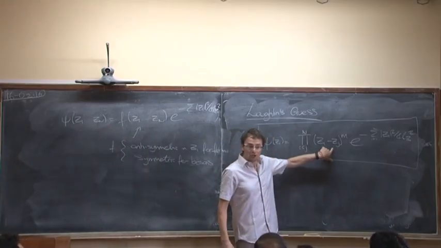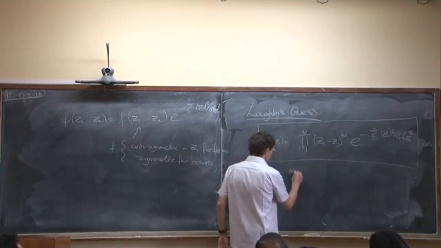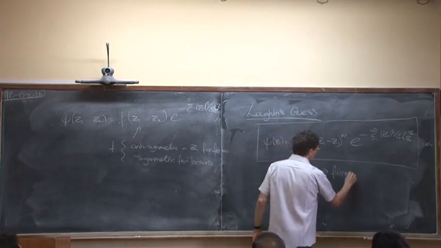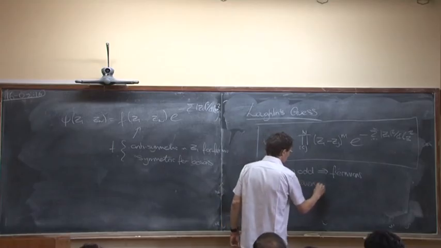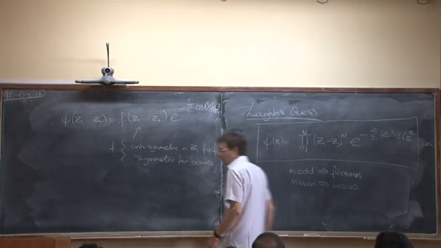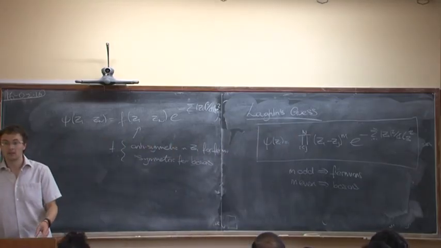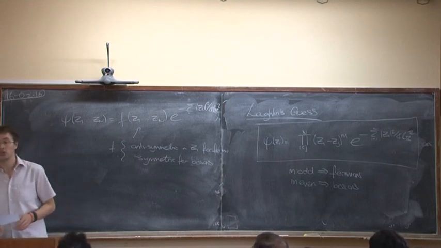If m is odd, it's antisymmetric. If m is even, it's symmetric, which means that if m is odd, this is the wave function which describes fermions, and if m is even, this is the wave function which describes bosons. So already for three bodies, it's very non-trivial. But is it true? Is it exact? No, it's not. It's not exact for anything.